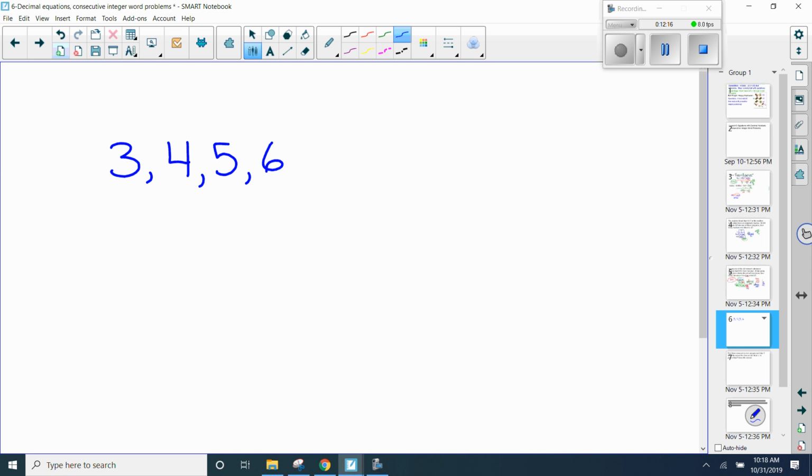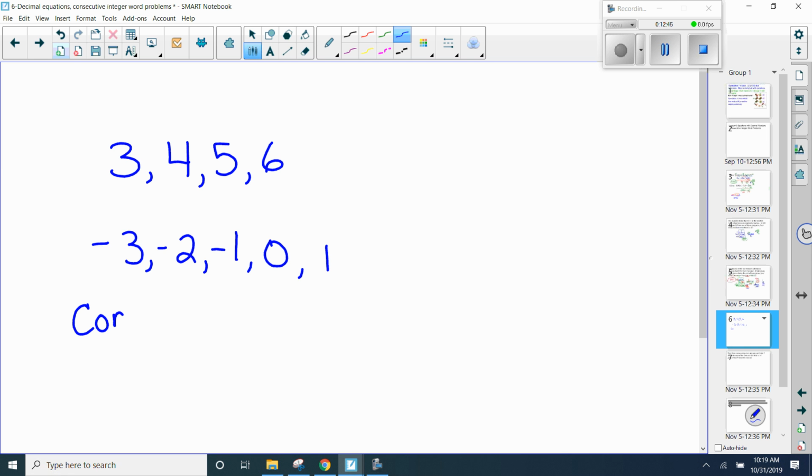What if I told you negative 3? What's the next consecutive integer? Negative 2. The next one would be negative 1. The next one is 0. The next one would be 1. What are you doing every single time to get to the next consecutive integer? You're going up by how many? 1.